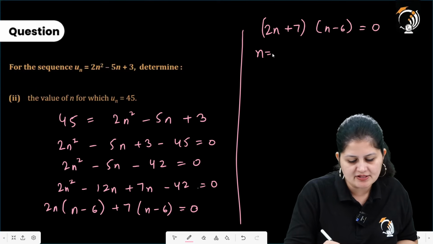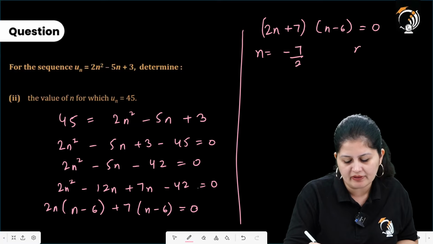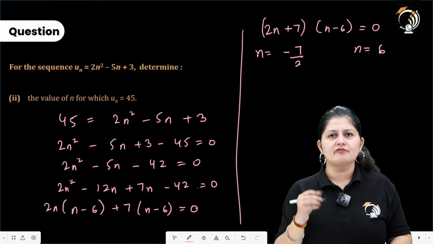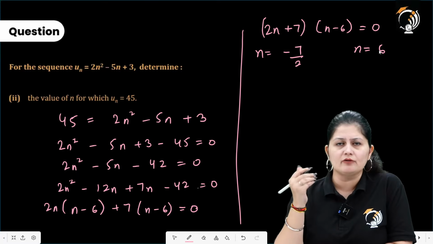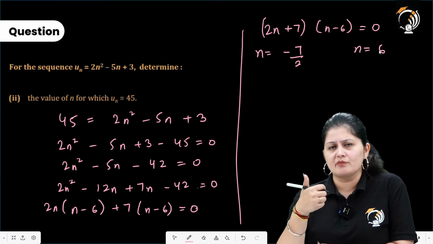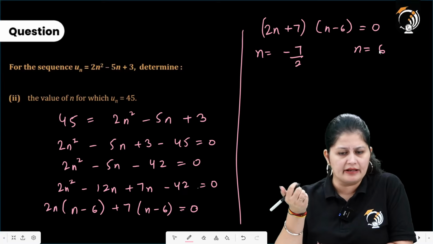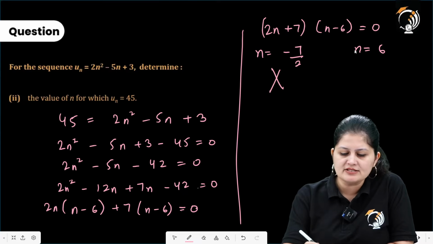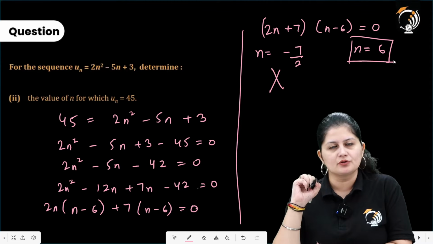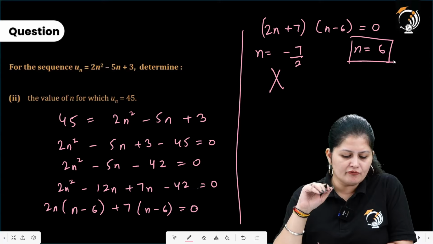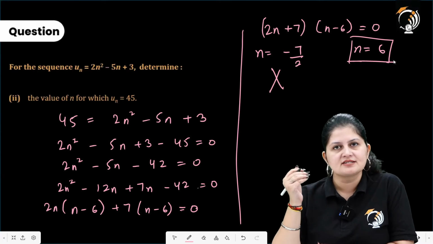So we will be getting n is equal to either minus 7 by 2, or n is equal to 6. So clearly, if we talk about the nth term, or any number of terms, firstly, it can never be in the fractional form. Secondly, it can never be negative. So we are going to simply ignore this, and this is going to be your answer: the value of n for which un is equal to 45 is 6.